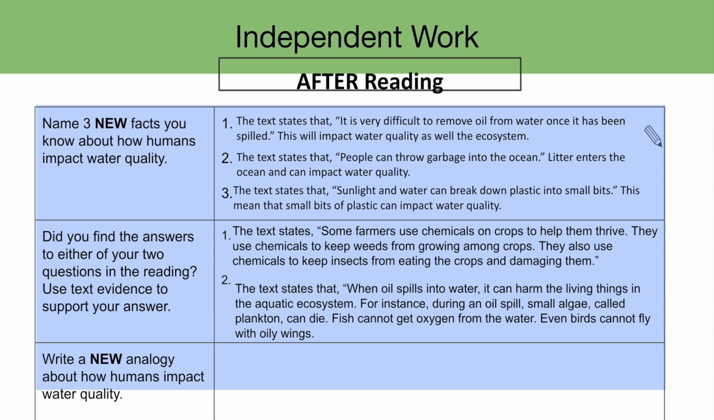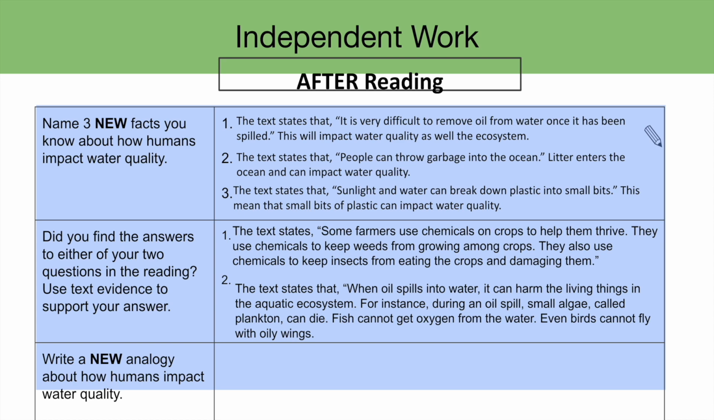is, the text states that, quote, when oil spills into water, it can harm the living things in the aquatic system. For instance, during an oil spill, small algae called plankton can die. Fish cannot get oxygen from the water. Even birds cannot fly with oily wings, end quote.